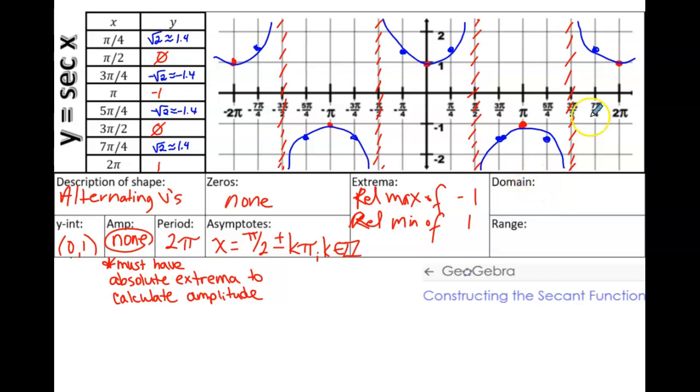Okay, our domain is all real numbers except these undefined values for x. And those occur at those vertical asymptotes. So x is all real numbers except pi over 2 plus or minus k pi, where k is an element of the integers. And the range, starting at the bottom, -infinity, we rise up until this relative maximum of -1. That's inclusive, so we use a bracket. Then union, and we're going to pick back up after this gap here at our relative min of 1, and then head off to +infinity. Okay, there is no amplitude because amplitude is half the distance between the absolute extrema, and since there are no absolute extrema in our secant graph, there can't be any amplitude that we speak of.